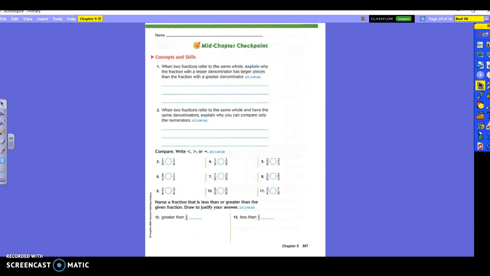So basically, it's kind of asking, why is 1/4 greater than 1/8? Why does a denominator with a smaller number have the greater piece? Because the more pieces there are, the smaller the pieces are. Okay, the more pieces it is cut into, the smaller the pieces are. Okay, so let's write that.